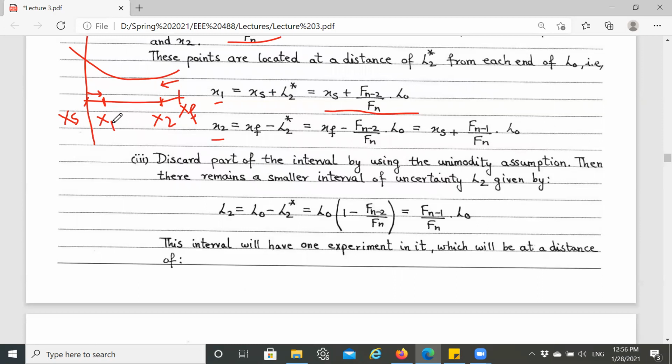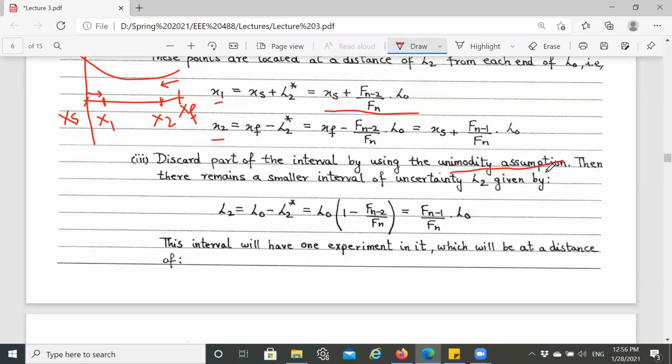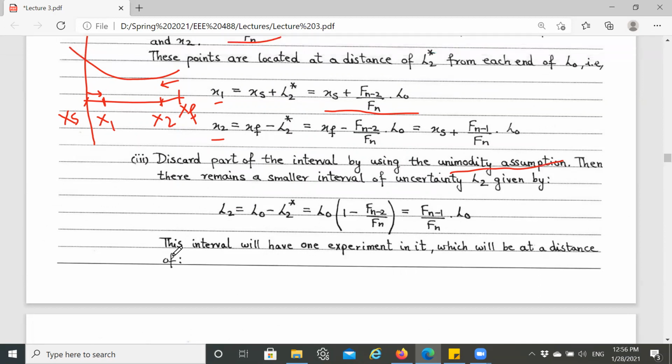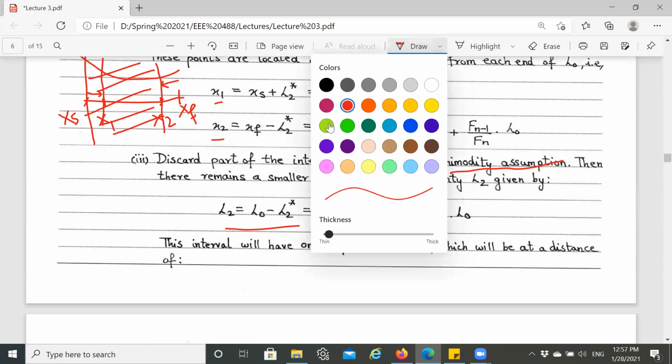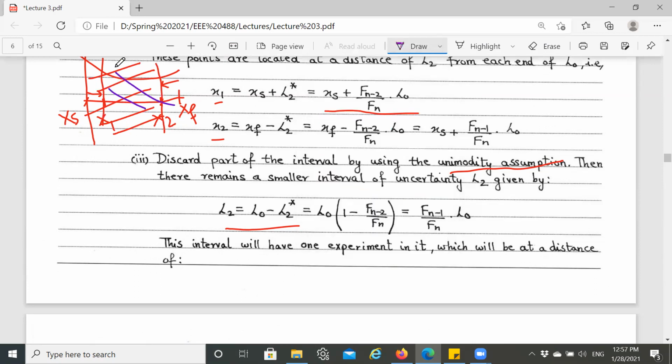Now you do the unimodality test. You do the unimodality assumption test with x1 and x2 and remove the interval that does not satisfy it, which can be eliminated. What remains would be a smaller area of uncertainty, and that is given by L2. So L2 would be L0 minus L2 star. It will be either this part, or it would be this part.